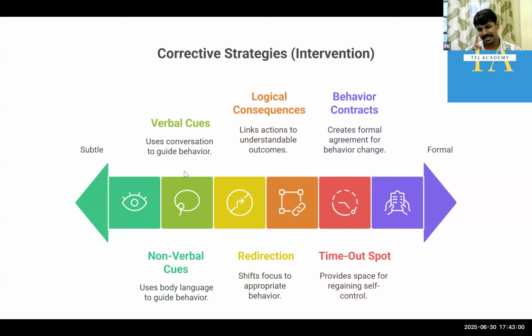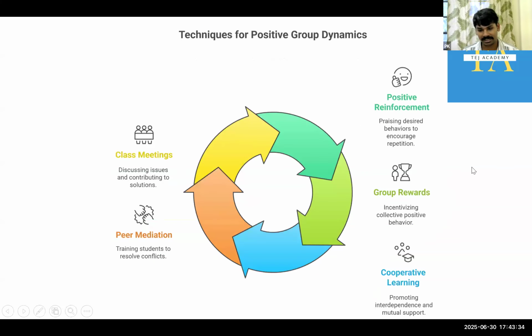Then behavior contracts. These are very interesting things. Formal agreements for students with persistent behavioral issues. So making some type of formal agreement with the students that if you are able to behave well and do this, we'll do other things or we'll have a discussion, we'll have a conversation or something like that, where you're able to give positive reinforcement to the students that if you are able to practice appropriate behavior, then you will be rewarded. Okay.